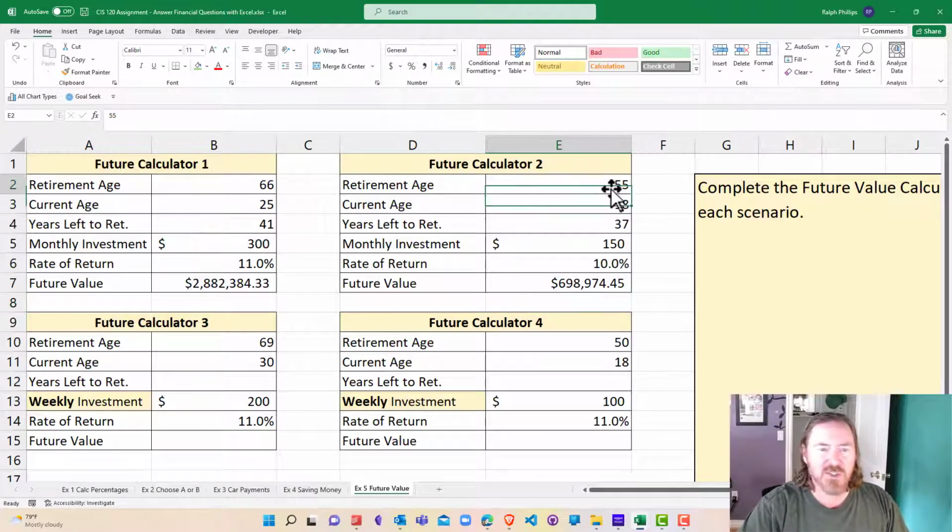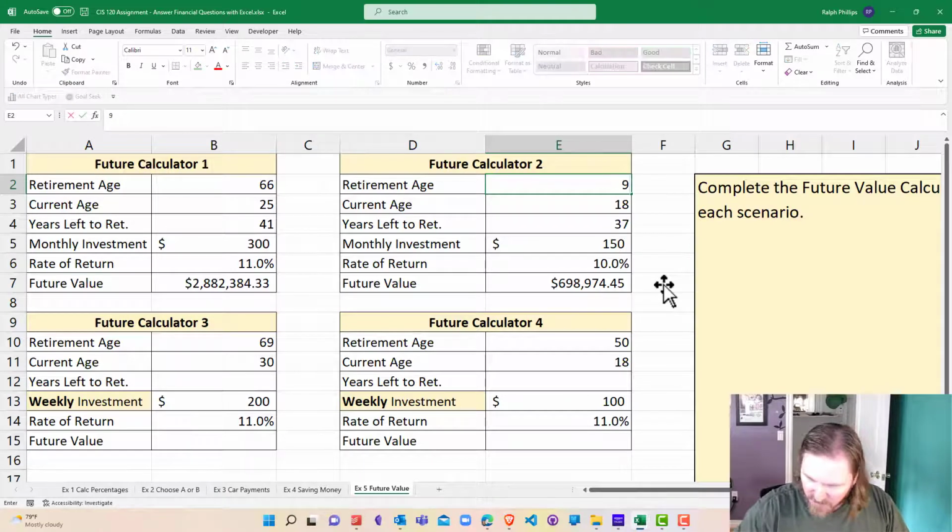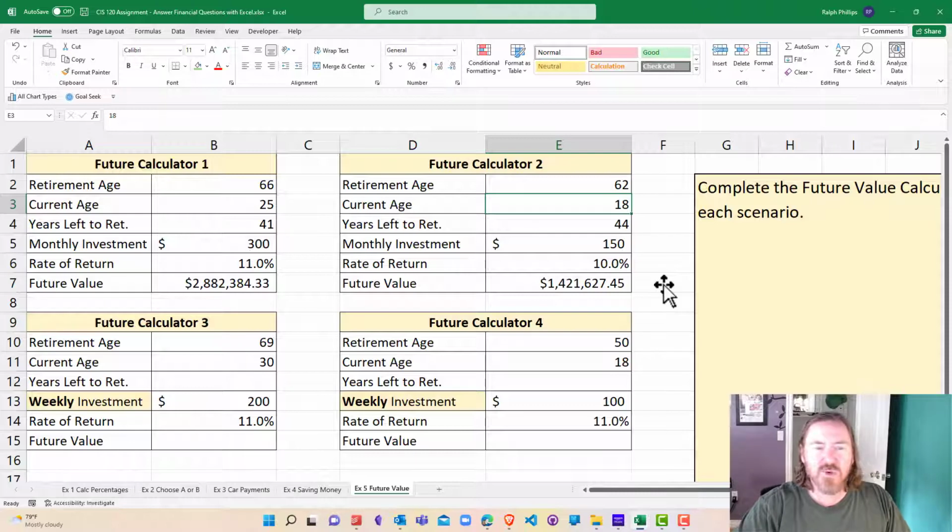Oh, they're retiring a lot sooner. What if this 18-year-old retired at 62? Oh, there we go, 1.4 million. What if they retired at 65? 1.9 million. What if they retired at 68? 2.6 million. All right, not too bad.